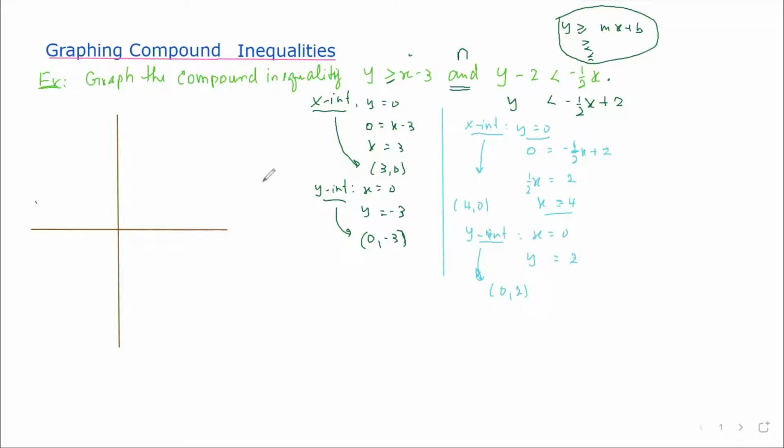For the first one, the x intercept is 3: 1, 2, 3, here. That is the x intercept. Then the y intercept, x 0, y negative 3, is about here. When you have these two points, you draw one line, linear.